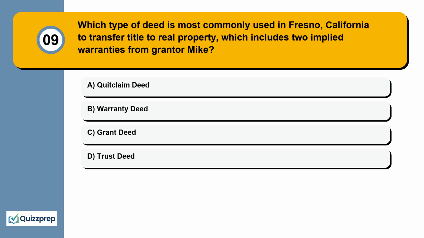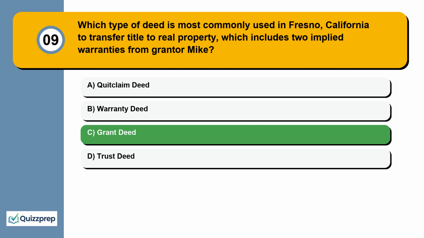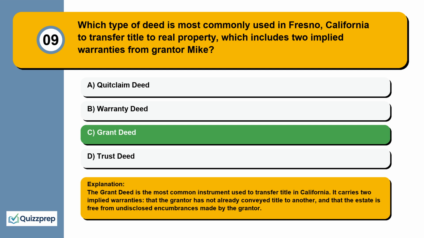Question 9. Which type of deed is most commonly used in Fresno, California to transfer title to real property, which includes 2 implied warranties from grantor Mike? Quitclaim deed, warranty deed, grant deed, trust deed. The grant deed is the most common instrument used to transfer title in California. It carries two implied warranties: that the grantor has not already conveyed title to another, and that the estate is free from undisclosed encumbrances made by the grantor.